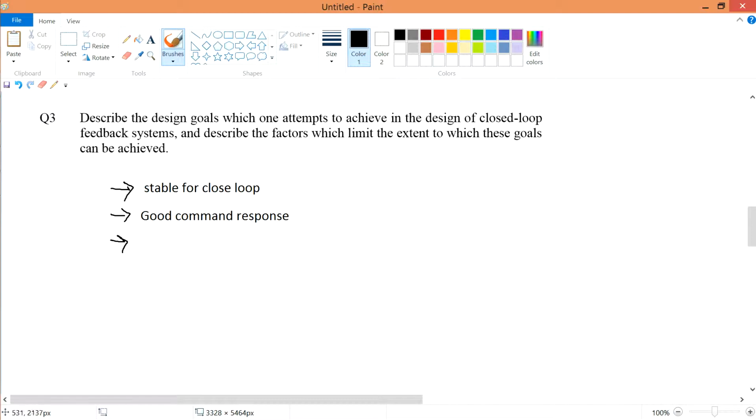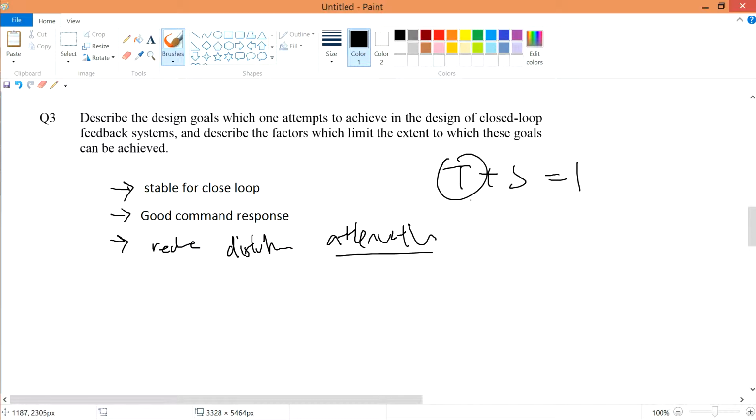And you also need to design a goal such that you can reduce your disturbances, or normally they call this the attenuation of your disturbances. So you want to reduce your disturbances, because T plus S is equal to 1, but because your T, never mind, let's continue first. Later on you will discuss the limitation, the next step now. And also we want a good robustness performance.